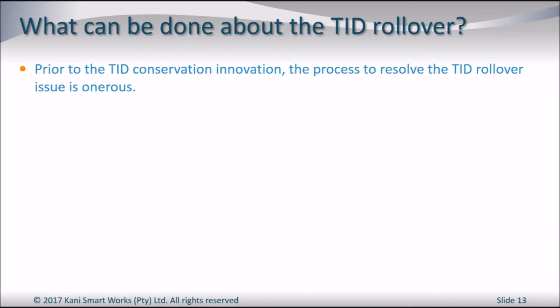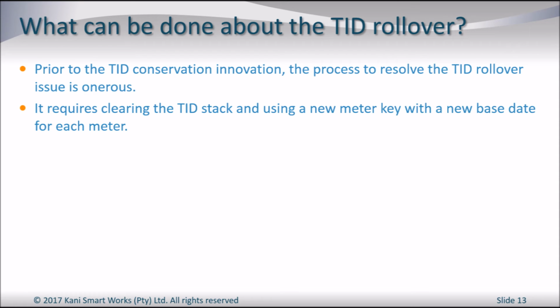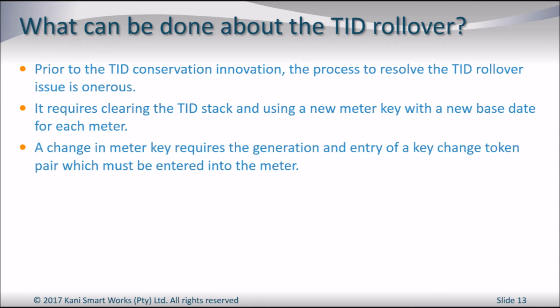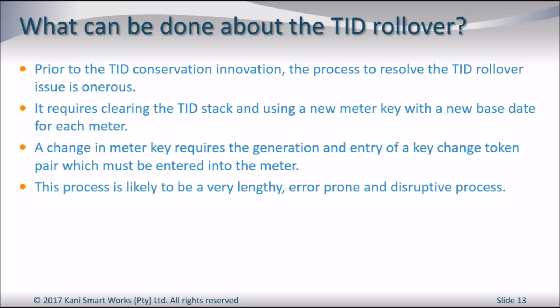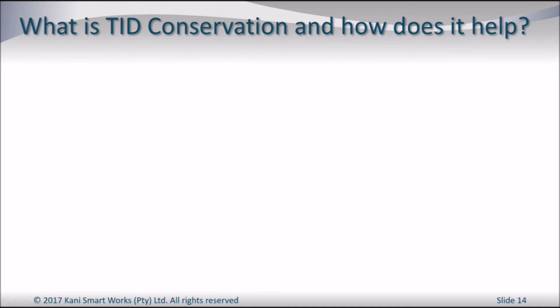Prior to the TID conservation invention, the process to deal with this particular issue is quite onerous. It involves clearing the TID stack and changing the key of the meter to ensure that old tokens cannot be reused and that the new tokens are not rejected. This requires a set of key change tokens to be entered into the meter, either by the consumer themselves or by a technician who has to visit the meter.